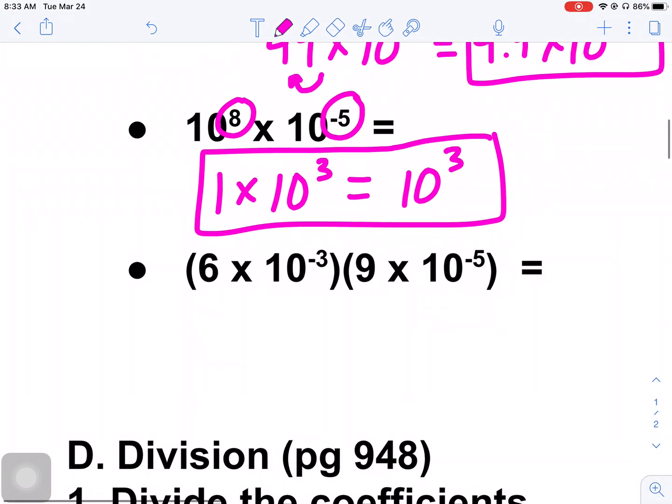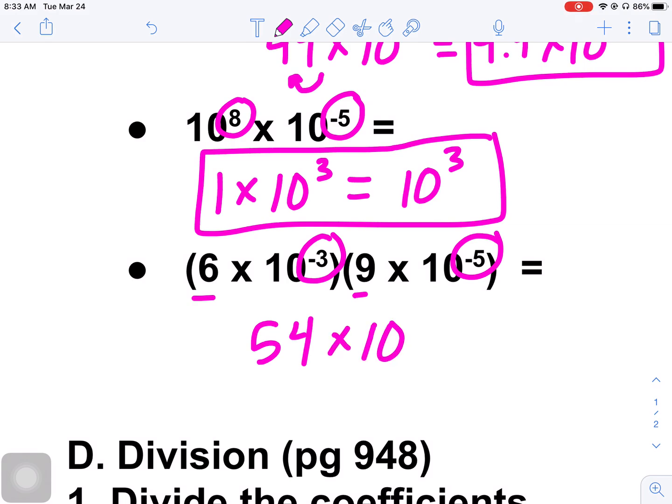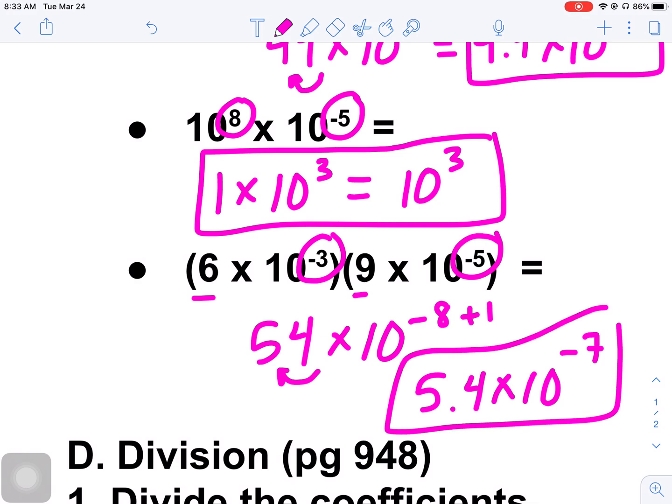All right, last one for multiplication, and then we'll move on to division. 6 times 9, I believe, is 54. Negative 3 plus negative 5. Be careful. Negative 3 plus negative 5 is negative 8. Now remember, we got to move that decimal one position. So we're going to call it 5.4. And when we do that, the exponent grows. So we moved it one position. That exponent is going to grow by 1, and it's going to grow from negative 8 to negative 7. Remember, negative 8 plus 1 is negative 7. So best answer is there in the box.